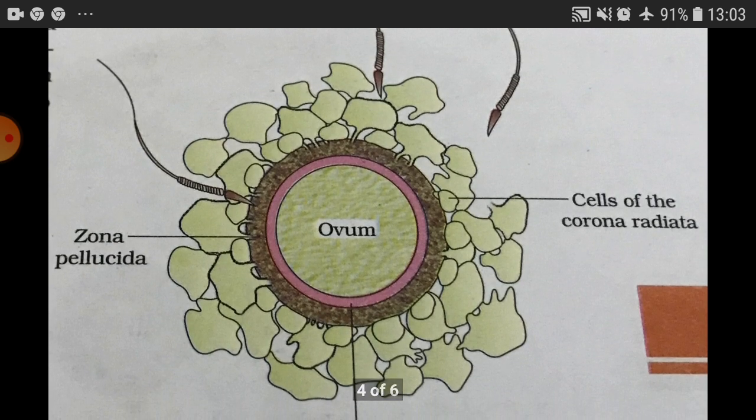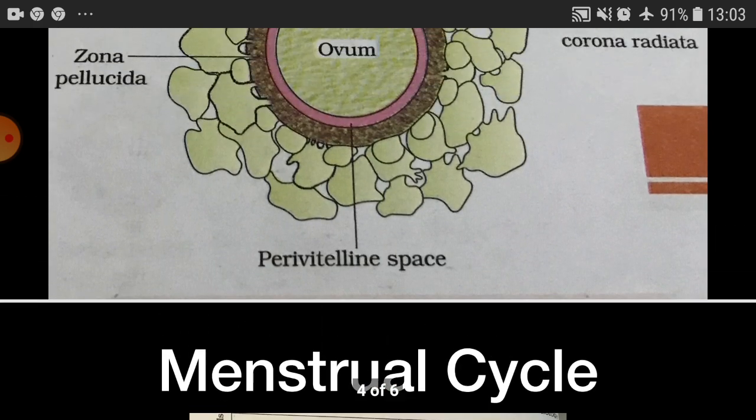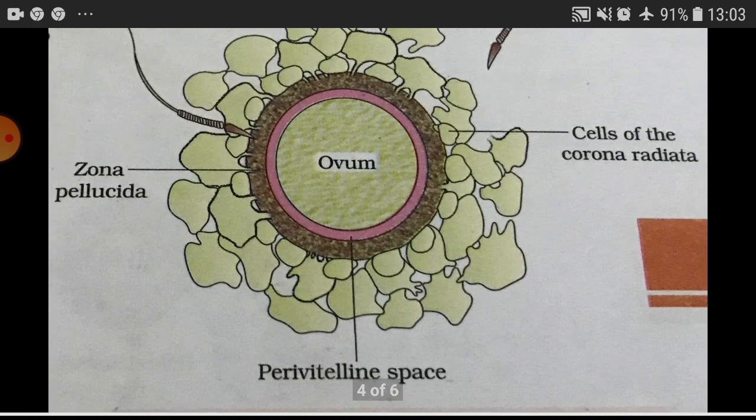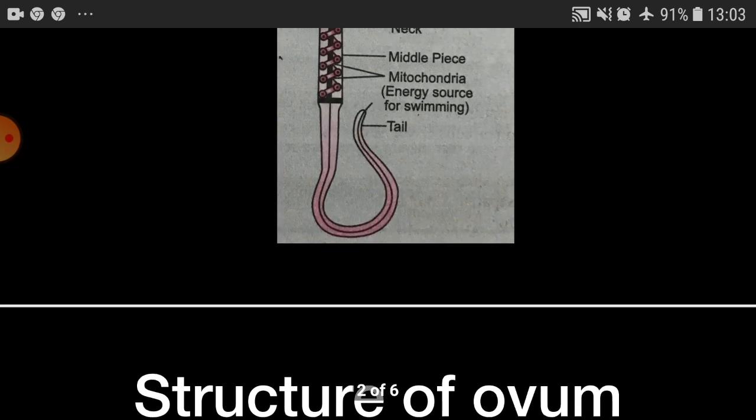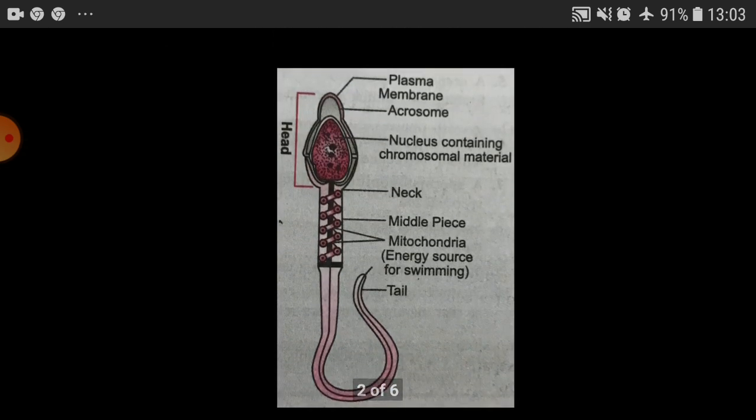So now we move to the differentiation of the gametes. How do these gametes differentiate, the spermatozoon as well as the ovum? First we'll take up the spermatozoon, and we'll come back to the diagram of the spermatozoon.